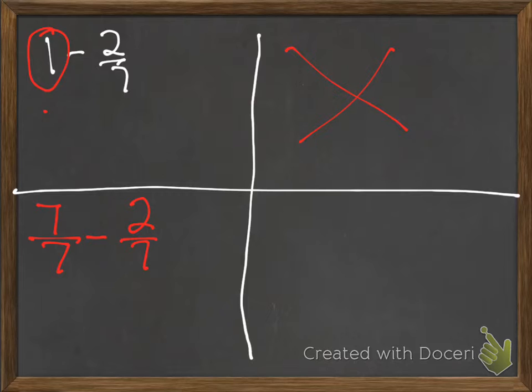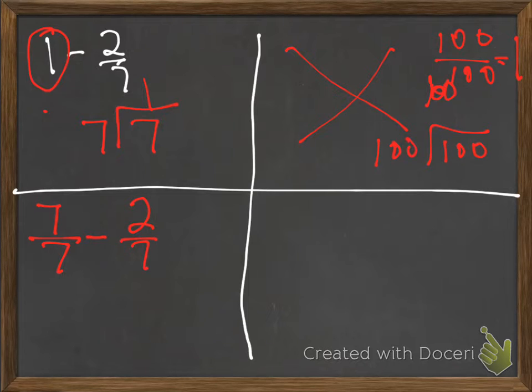The reason that works is because 7 divided by 7 is 1. Even if we had 100 over 100, that still equals 1, because 100 divided by 100 equals 1. So that's why 7 over 7 equals 1. And so then I can just continue to subtract. So 7 minus 2 is 5. And then keep our denominator the same, 5/7.